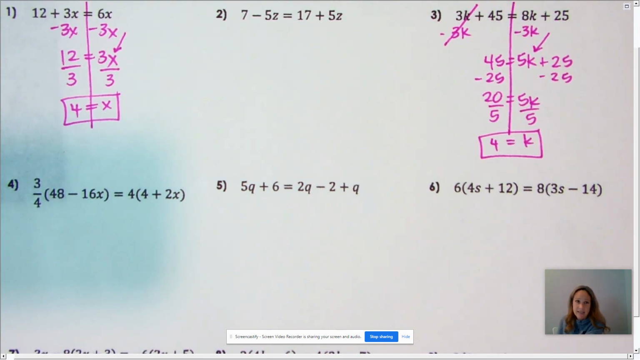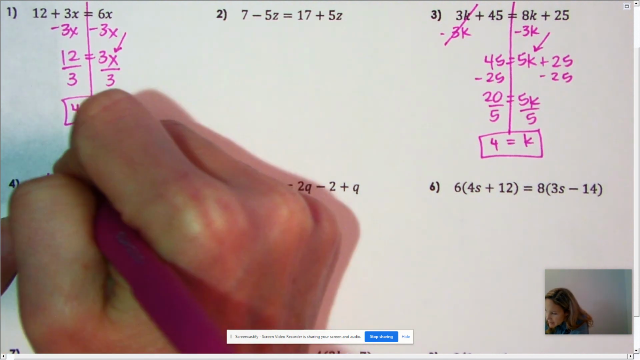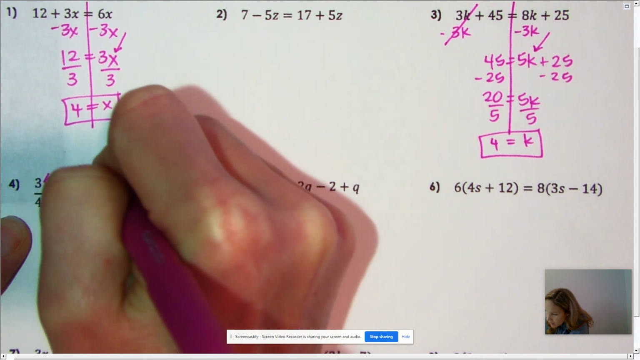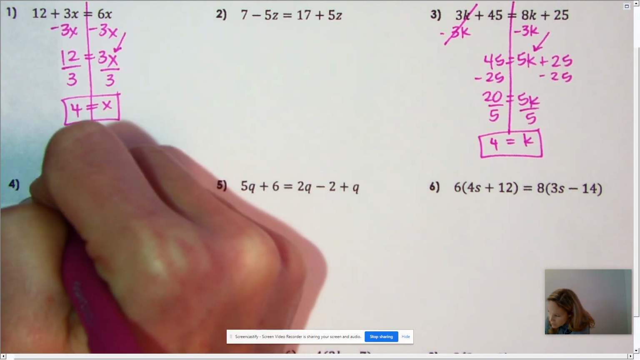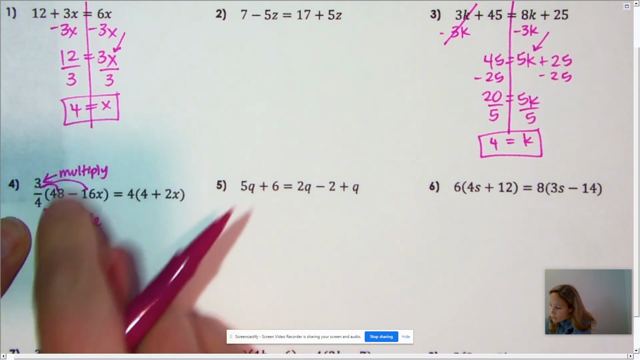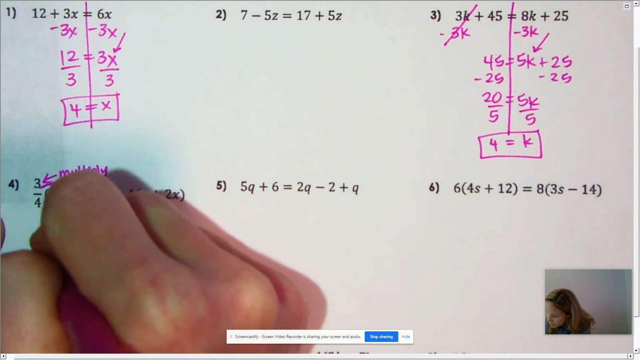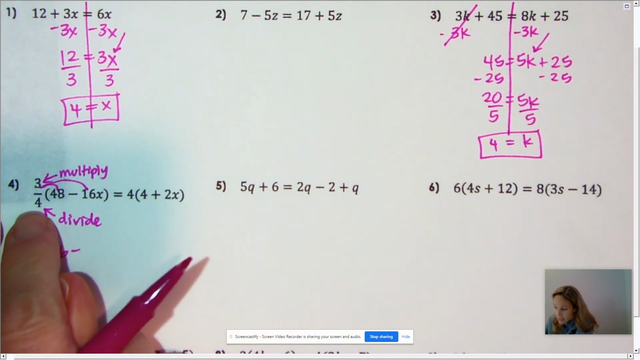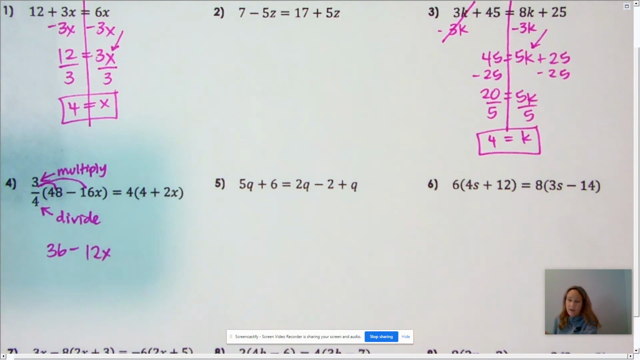But just a heads up, anytime you have a fraction, you would multiply by this number and you would divide by this number. When you're distributing it, I like to do the division first because it makes the number smaller. So 48 divided by 4 is 12, and 12 times 3 is 36. 16 divided by 4 is 4, and then times 3 is 12. I'll help you with that part because the fractions are a little bit confusing. You do the rest. Okay, question number 5.